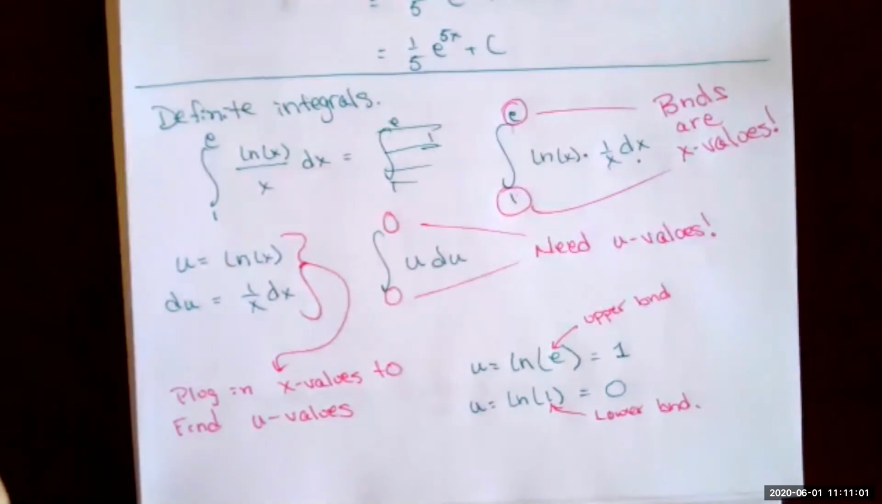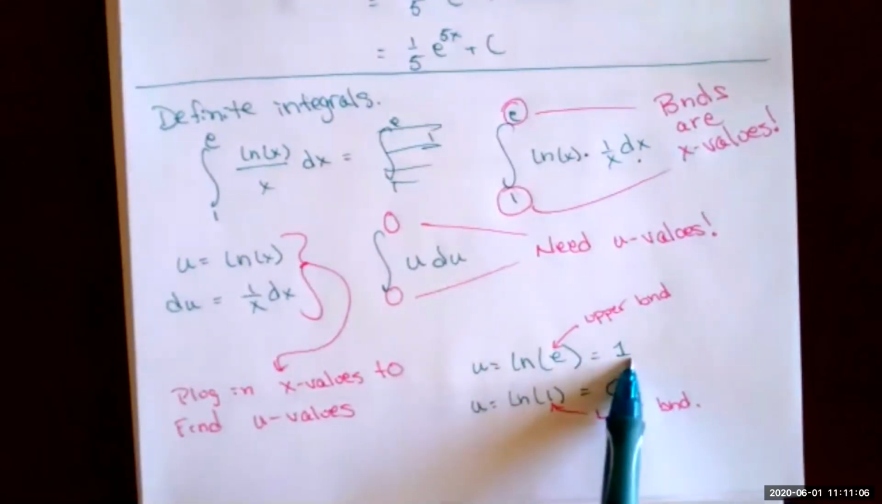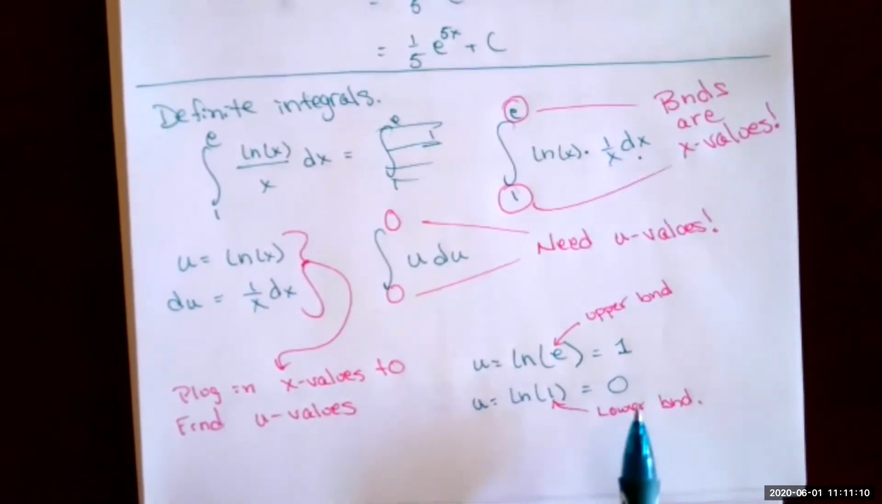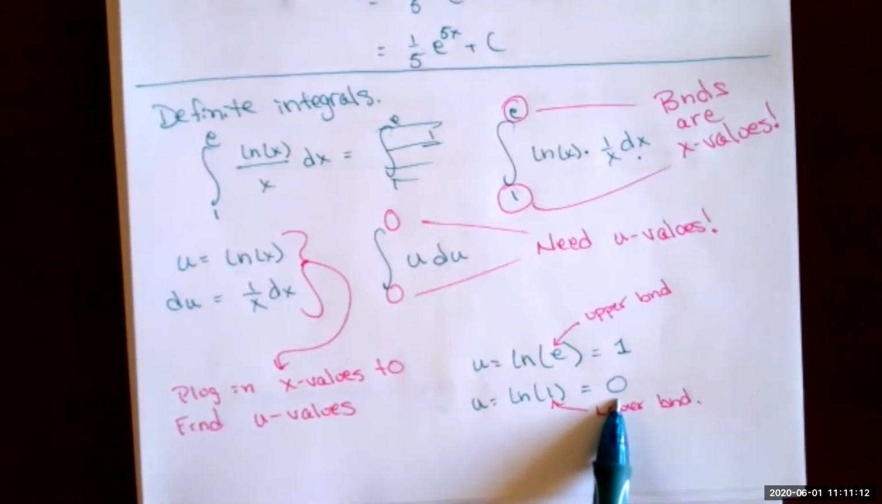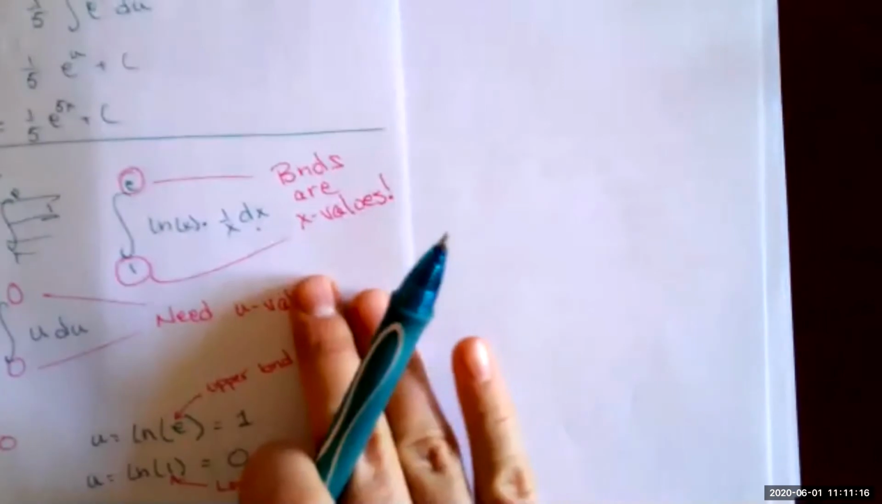So we plug in the upper bound for x into our substitution. That'll give me the upper bound for u. Plug in the lower bound for x, give me the lower bound for u. So what does our integral become? Let's see, maybe I can write it split page. So we had this u du.